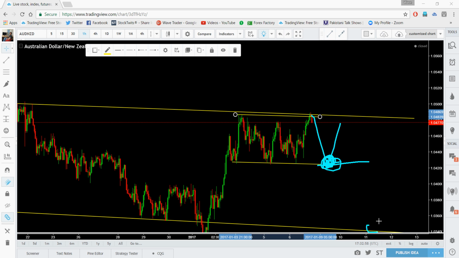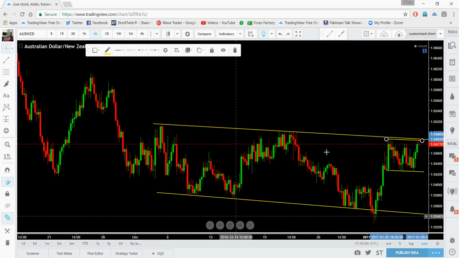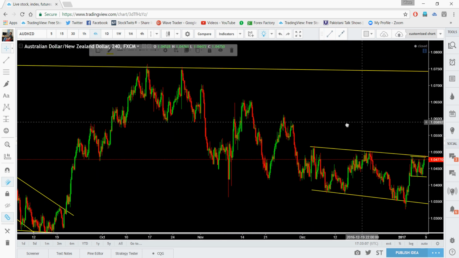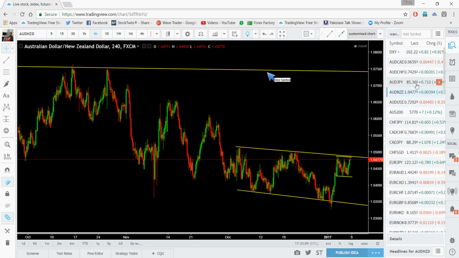Yeah, look for a buy at the bottom. So carefully watch this pair. For the longer run, we are anticipating a big move to the upside.